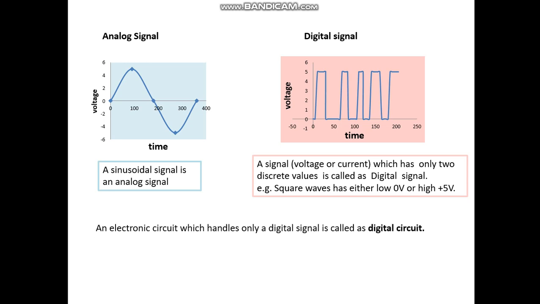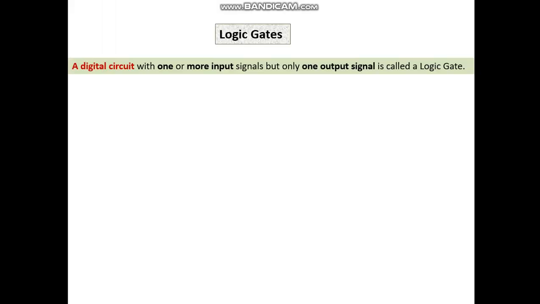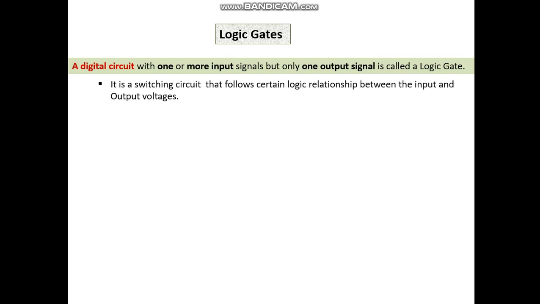An electronic circuit which handles only a digital signal is called a digital circuit. The branch which deals with digital circuits is called digital electronics. Now let's see what are logic gates. A digital circuit with one or more input signals but only one output signal is called a logic gate. It is a switching circuit that follows a certain logic relationship between the input and the output voltages.